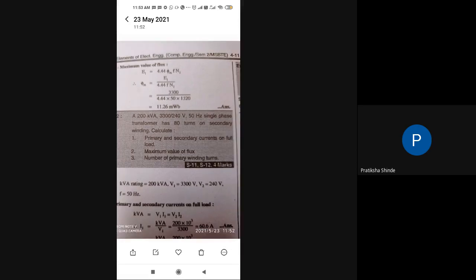Maximum value of flux means phi m calculation. Next, the number of primary winding turns, that is N1. Okay, so what is given? Given is the kVA rating. What is the kVA rating? 200 kVA. Voltage rating is V1 equals 3300, V2 equals 240. Frequency is equal to 50 hertz.